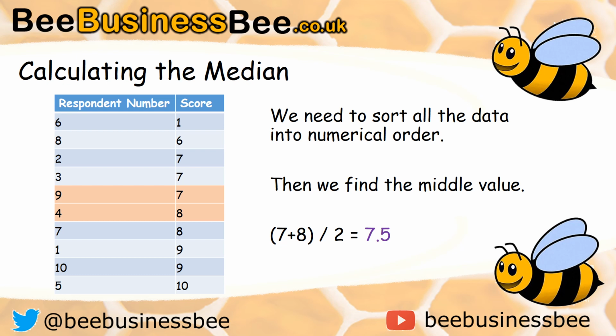If I had an odd number, it'd be really simple. I'd just pick that number. So let's assume I had 9 people, for example. It'd be really simple. Pick the number 5 straight away. That'd be the middle value.